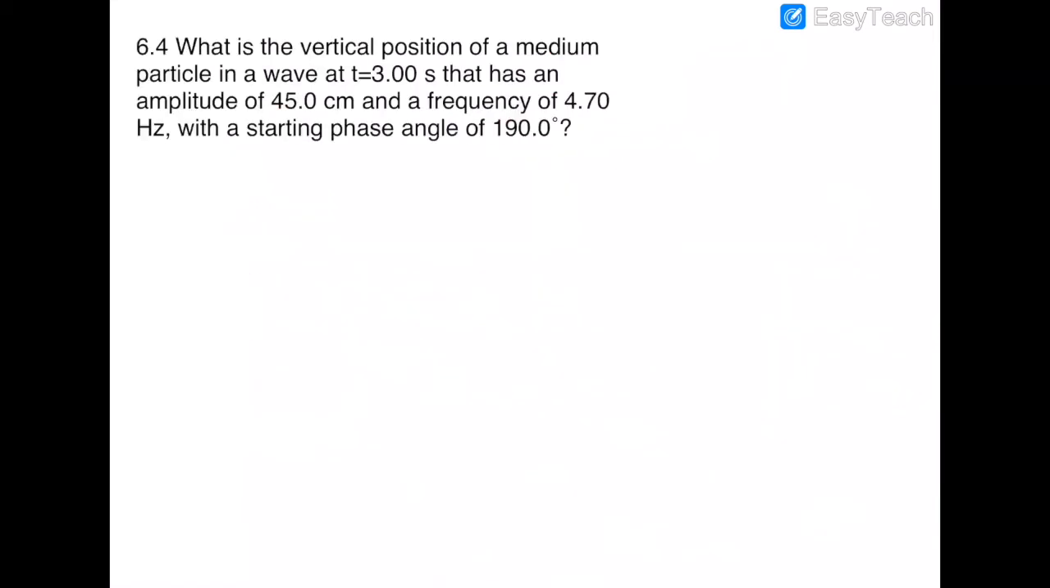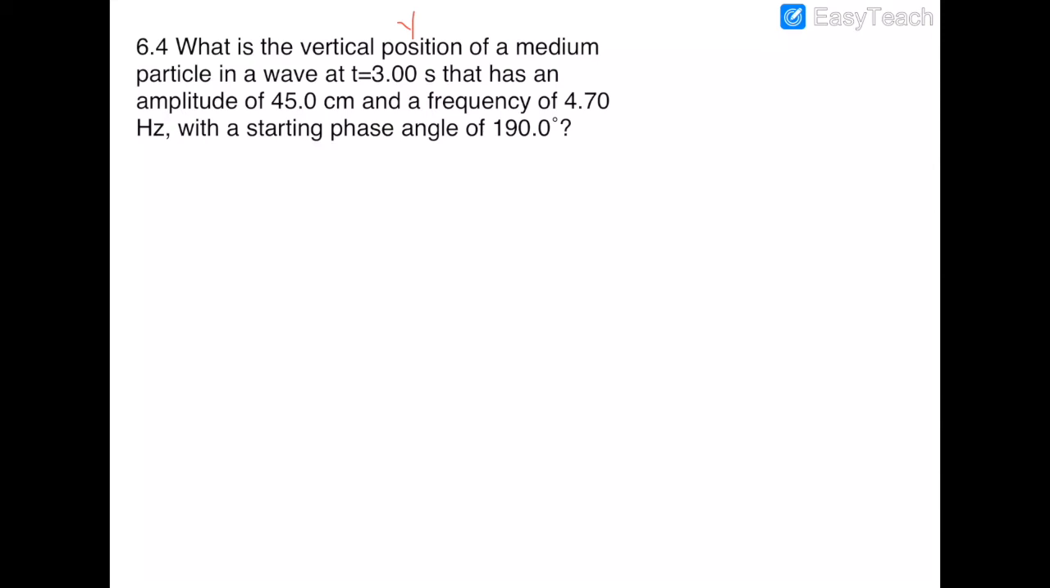So we have a problem in the book, 6.4. It says, what is the vertical position of a medium, and that of course is y. What is the vertical position of a medium particle in a wave at t equals 3 seconds that has an amplitude of 45 centimeters and a frequency of 4.70 hertz with a starting phase angle of 190 degrees?